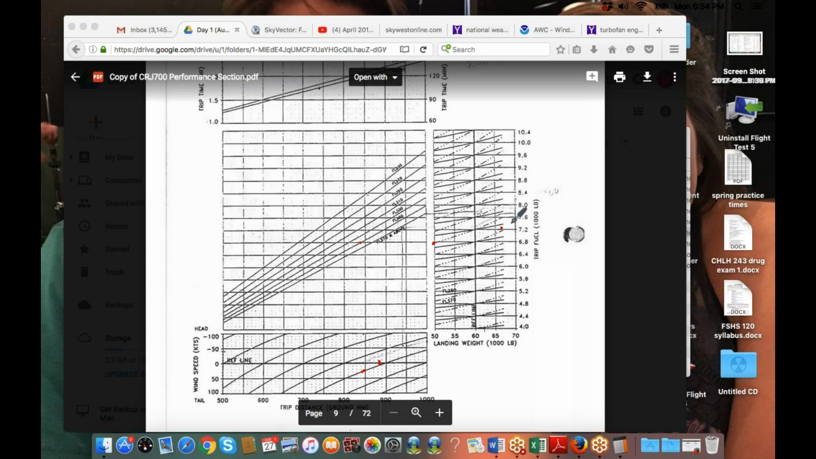What's the difference between the dotted lines and the solid line? It's like a corrected line. Just focus on the solid lines, though. Okay.